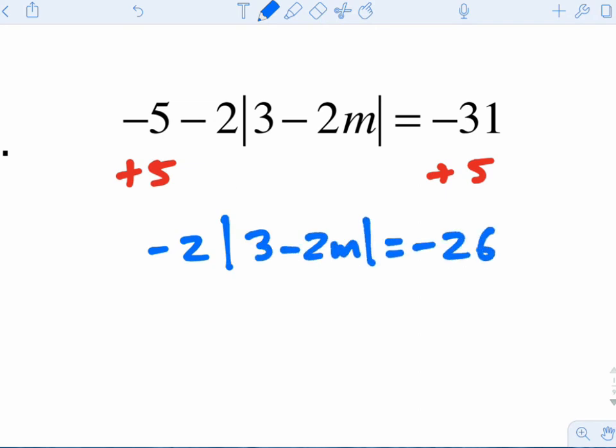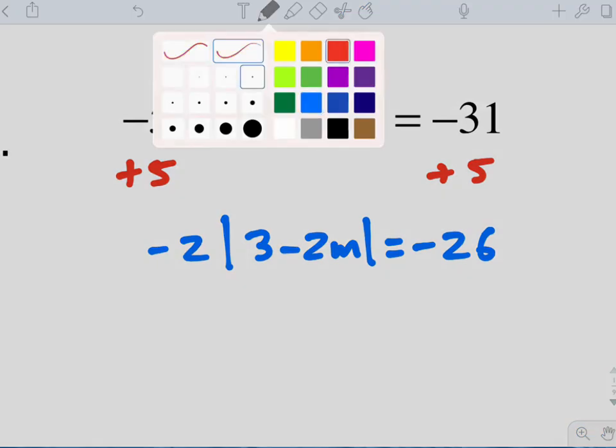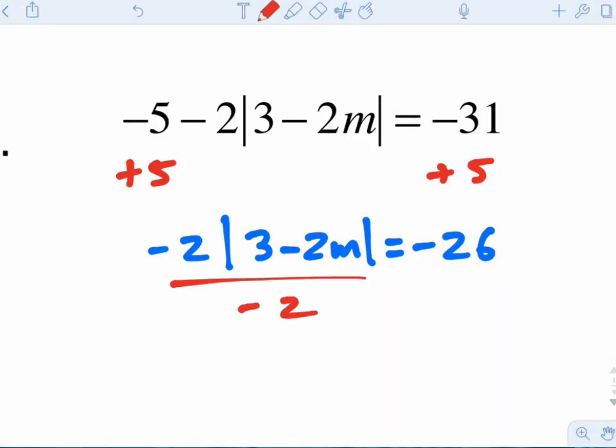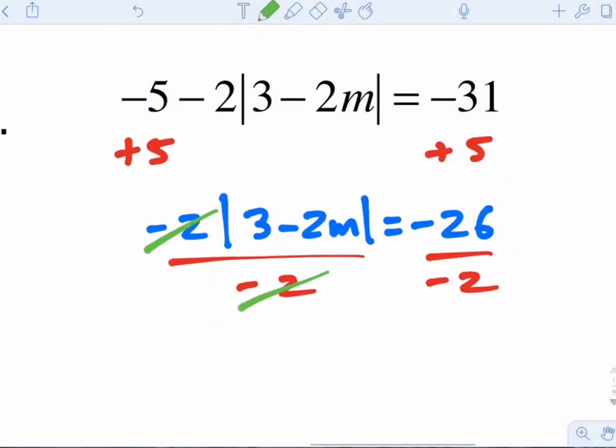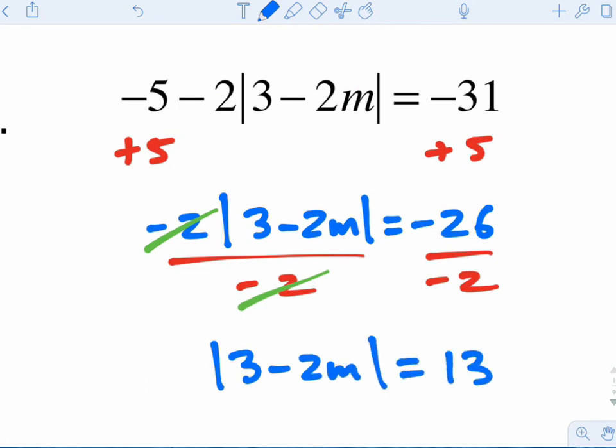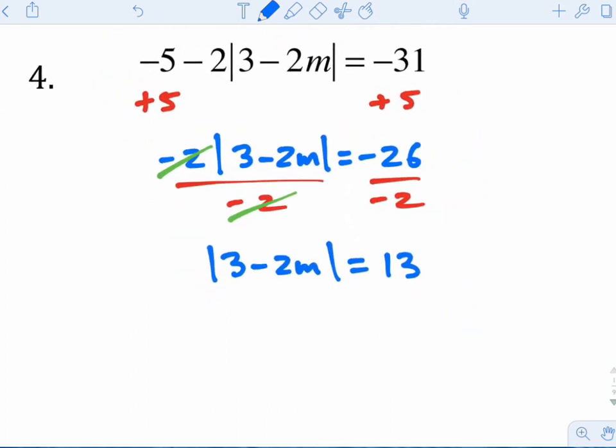Now you may be thinking, wait a second, we've talked about absolute values and how they can't be negative. Don't jump the gun just yet, because check it out. When we divide both sides of this equation by negative 2 to isolate that absolute value, these guys simplify to 1. We have successfully isolated that absolute value, and the absolute value of 3 minus 2m is 13. So everything's groovy.